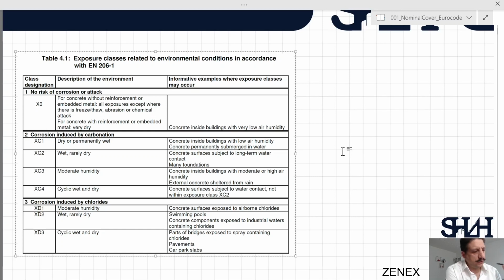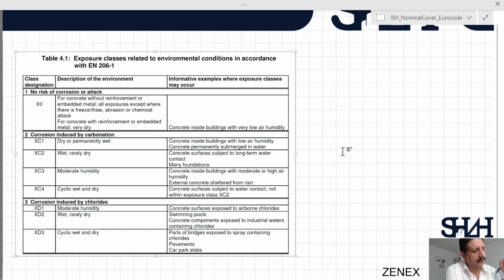No risk of corrosion or attack, X0, is for concrete without any embedded metal or reinforcement. Number 2, corrosion induced by carbonation, and number 3, corrosion induced by chlorides. There are also many more options for other exposure classes that you can check in the Eurocode to find the suitable structural exposure class for the project. XC1 and XC2 are the more dominant exposure classes that are used.